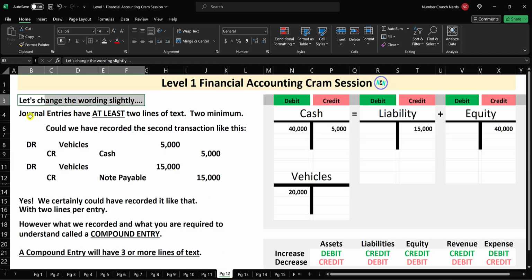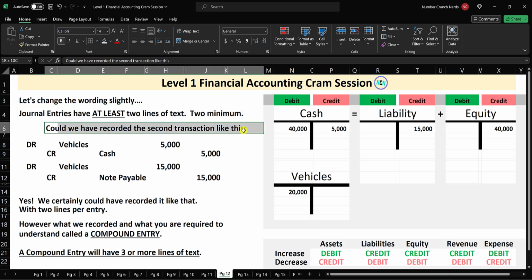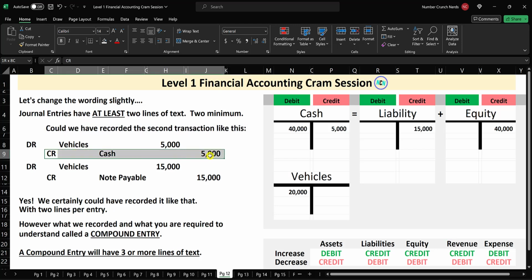Let's change the wording slightly. Journal entries have at least 2 lines of text. 2 minimum, because there is always 2 sides to every transaction. There's still 2 sides to this transaction. We could have recorded the second transaction like this. We could have said, okay, she paid $5,000 in cash. She put down $5,000. So we're going to credit cash to reduce it. And we're going to debit vehicle, an asset. Assets increase with a debit for just the $5,000. And then we're going to debit vehicles again in a separate entry for the $15,000 that she financed and credit note payable, a liability.